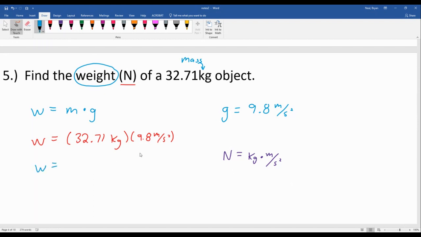We have that weird definition. You need to remember that kilograms and meters per second squared get combined to make newtons, and then multiplying these two together in a calculator, 320.56.